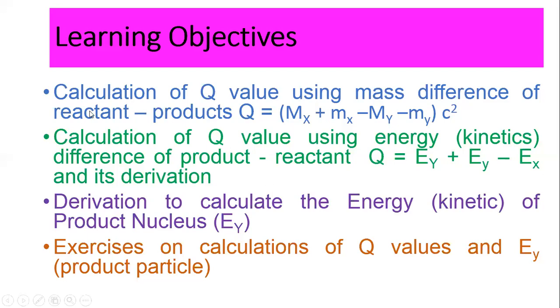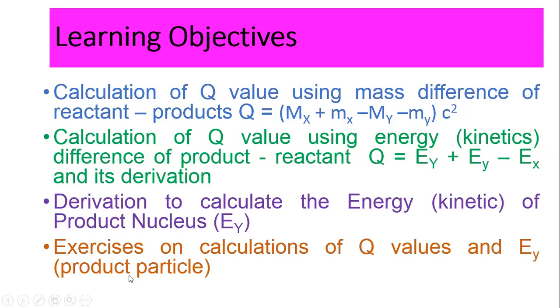So the first one is the calculation of Q value using the mass difference of reactants and products, and the calculation of Q value using energy, which is basically the kinetic energy difference of the product minus reactant, and its derivation. And the third one will be the derivation to calculate the energy of the product nucleus.